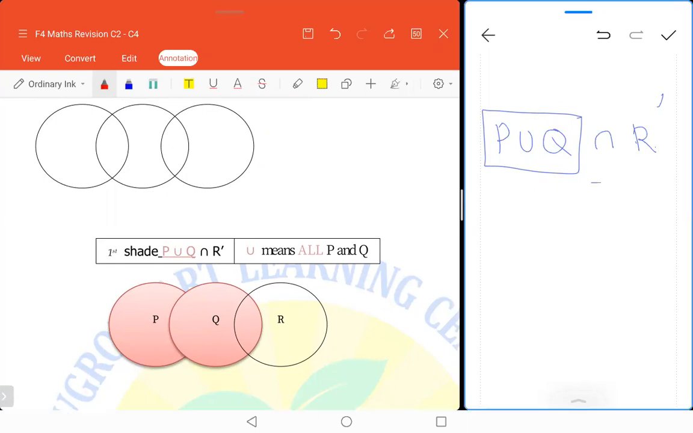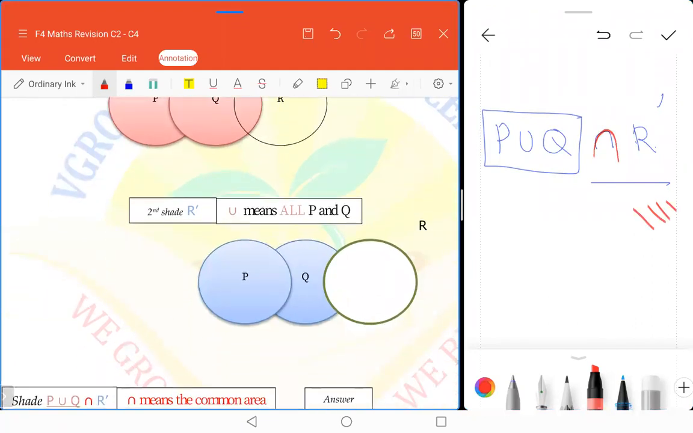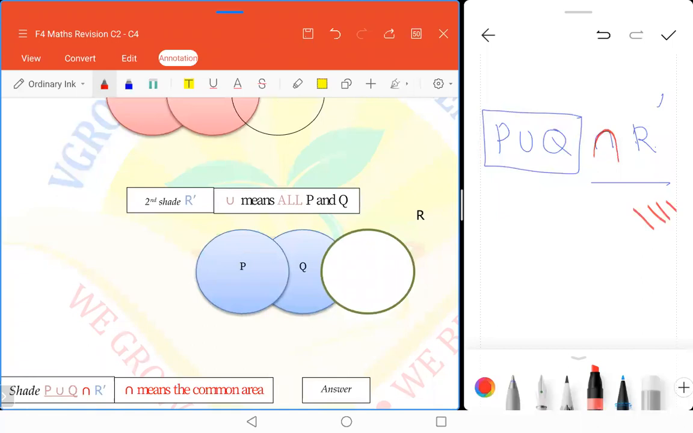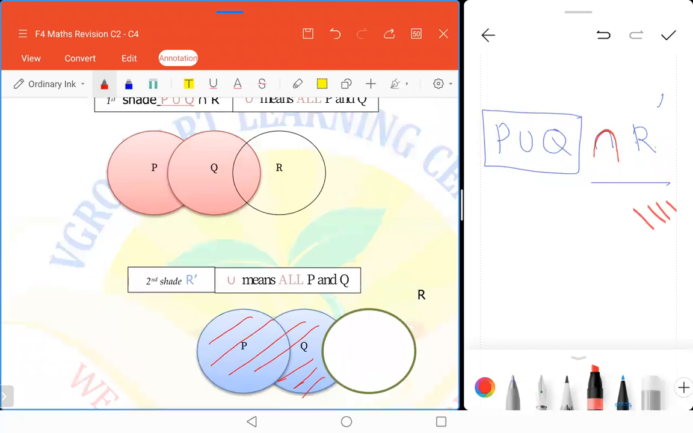After that, because of intersect here, intersect complement of R, right? So we do another line. For R prime, we do another line. Okay, this is R. This is R. The green color line, the circle. So we shade here. Okay, let me shade here first. So PQ.